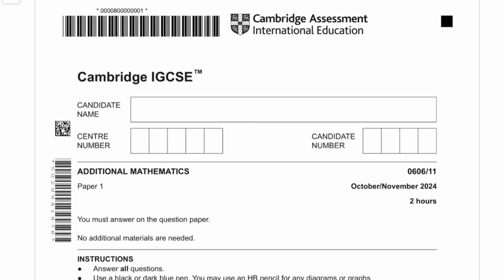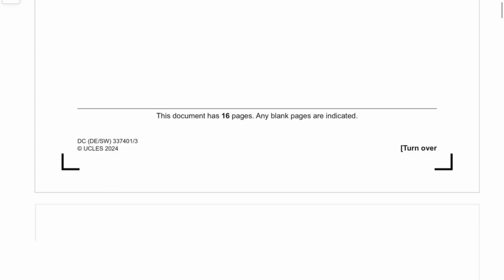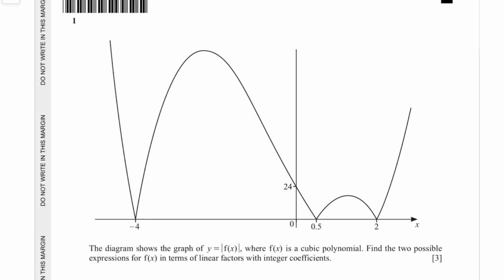Today we are going to discuss Cambridge IGCSE Additional Mathematics 0606. Now this is paper 1-1, which was answered during the October-November 2024 examination. Alright, let's start. So question 1, you have a graph.